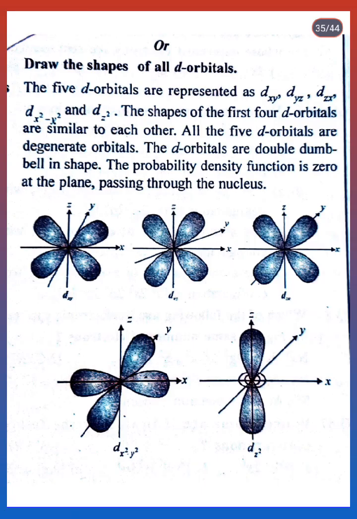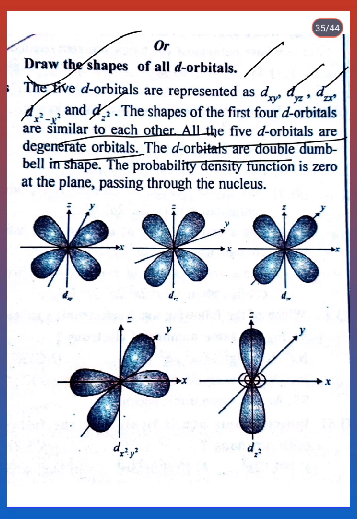Next, d orbital. The shapes of d orbitals are also an important part. The five d orbitals are represented as dxy, dyz, dzx, dx square minus y square and dz square. The shapes of the first four d orbitals are similar to each other, and all five d orbitals are degenerate orbitals. The d orbitals are double dumbbell shaped. The probability density function is 0 in the plane passing through the nucleus.